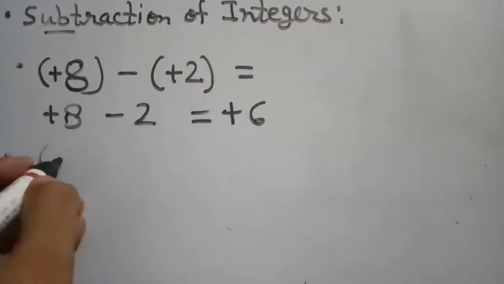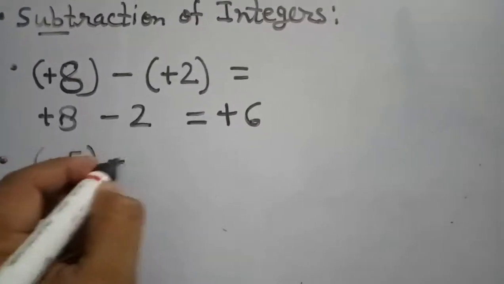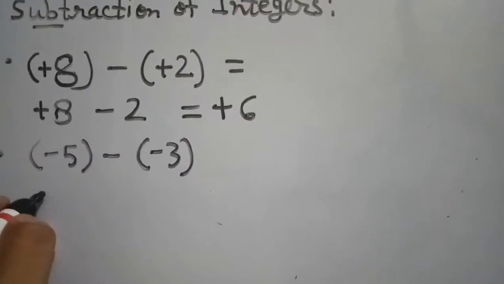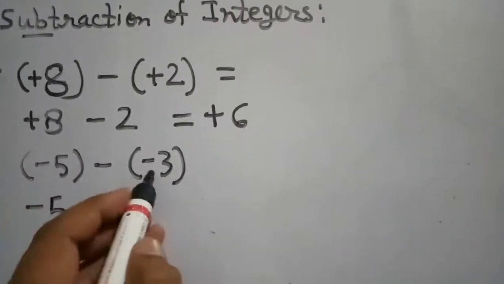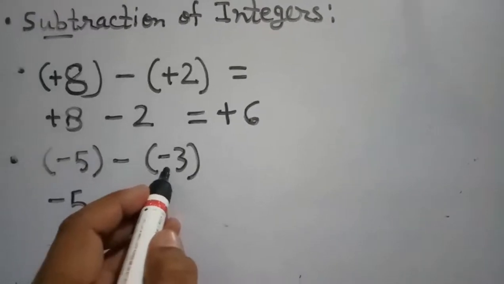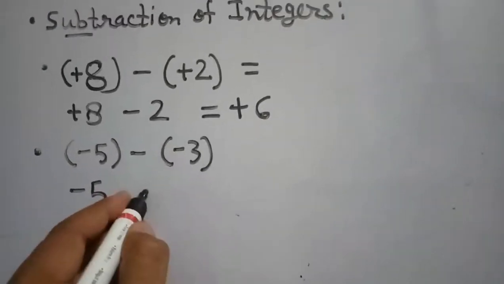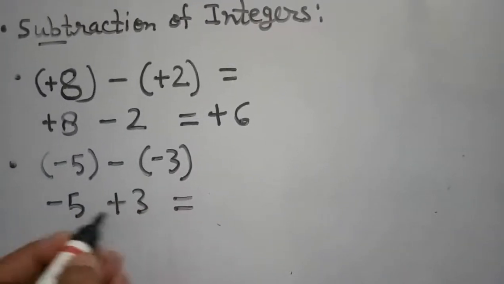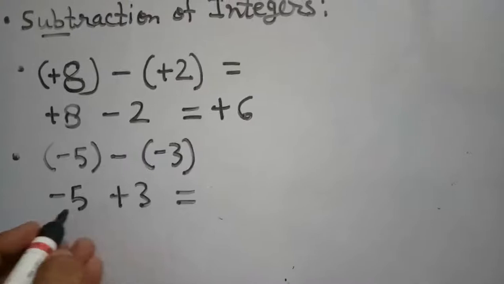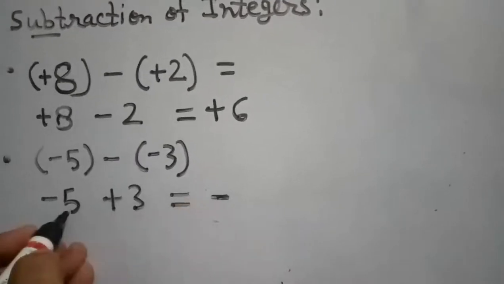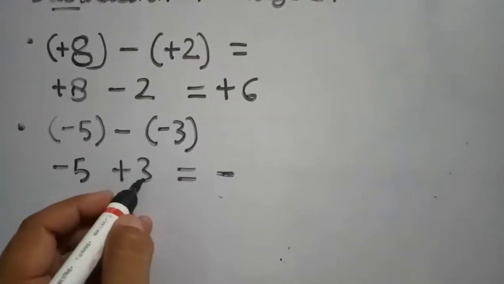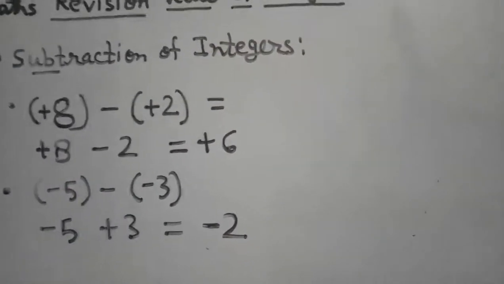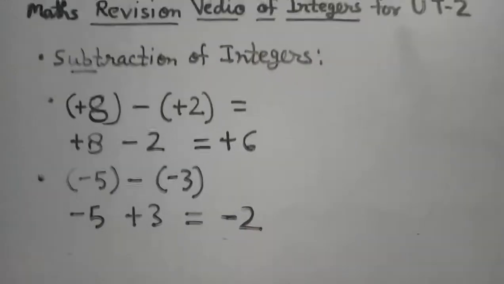Another example, minus 5 and minus 3. Minus 5, here we note down the additive inverse of minus 3, that is plus 3. Now check the rule. Here is one negative and another positive number, so we put the sign of the greater number, that is minus 5, and subtract 3 from 5, that is 2. These are the rules of subtraction of integers.